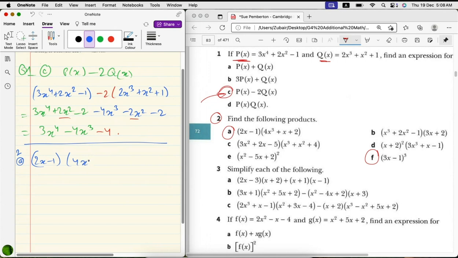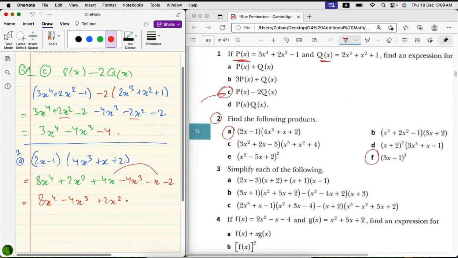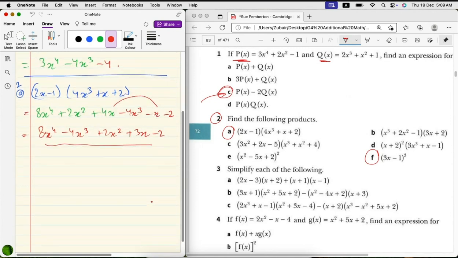2x minus 1 into 4x cubed plus x plus 2. When we multiply 2x with all of these, this is 8x^4 plus 2x squared plus 4x, minus 4x cubed minus x minus 2. The only term in x^4, then x cubed, then x squared, and in x, plus 3x, and the last constant. Try the f part.